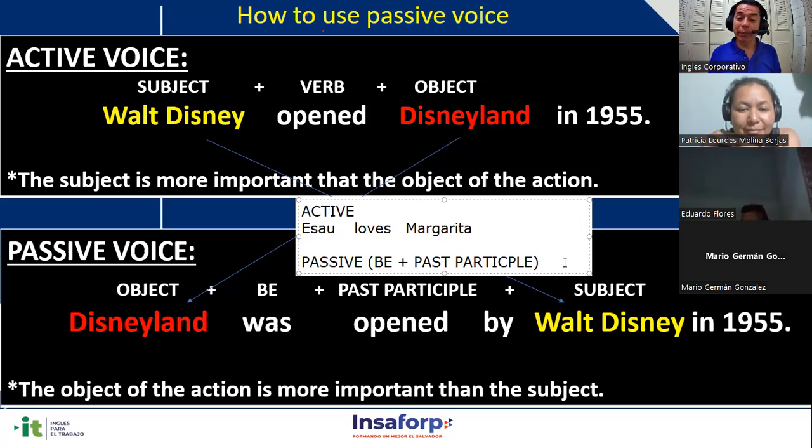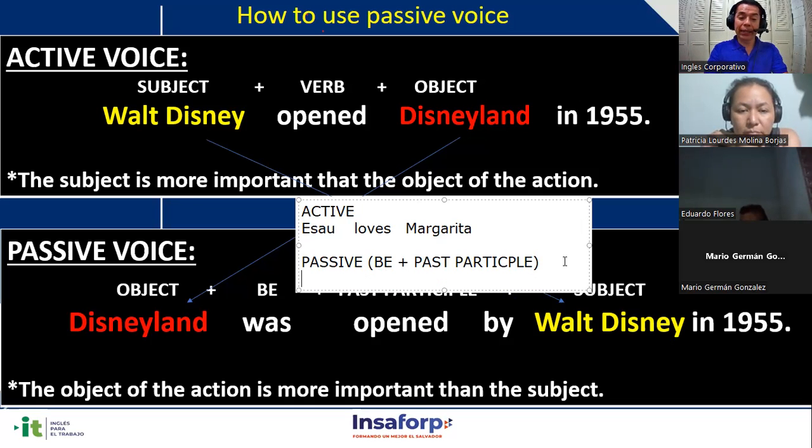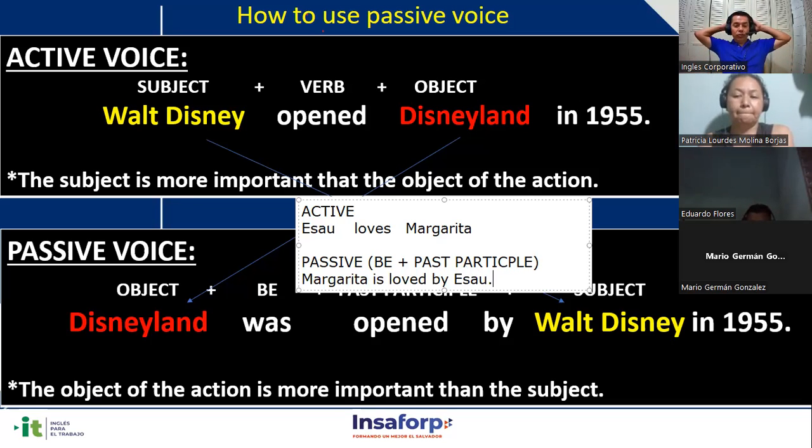Okay, so be plus past participle. This is the formula, right? And then, what are we going to do? Margarita, we change the position. Look. Margarita, the verb to be, is, right? And what is the past participle of love? Loved. By Esaú. Okay? So this is the passive voice. The active is Esaú loves Margarita, and the passive is Margarita is loved by Esaú, right?